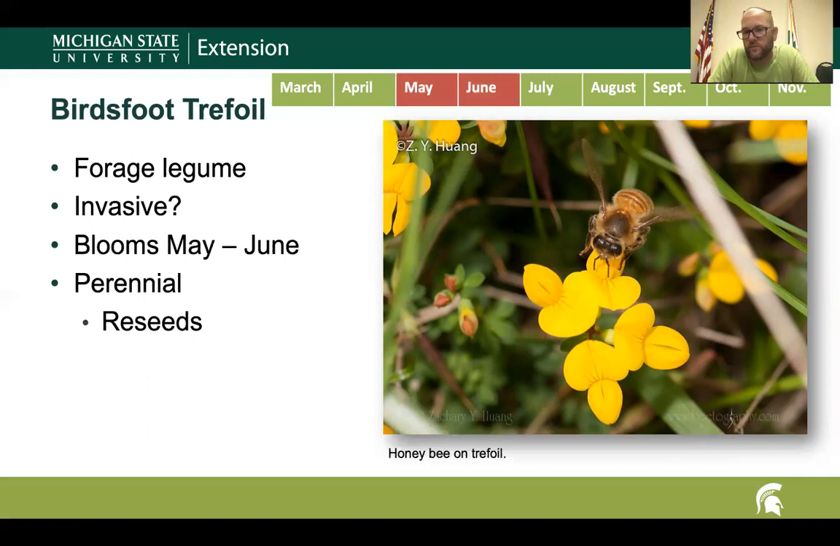So you need to do a little bit of research, especially if you're out of state, out of Michigan, before you start throwing out bird's foot trefoil seed. It is a perennial. It reseeds very readily, which goes along with its invasive nature in some areas. But it is a very good forage for bees.